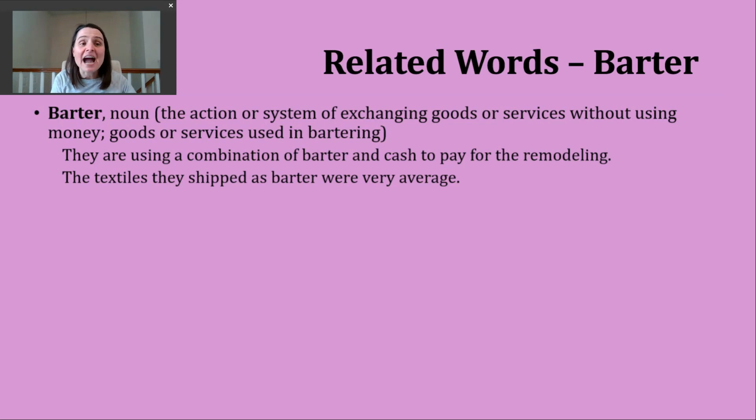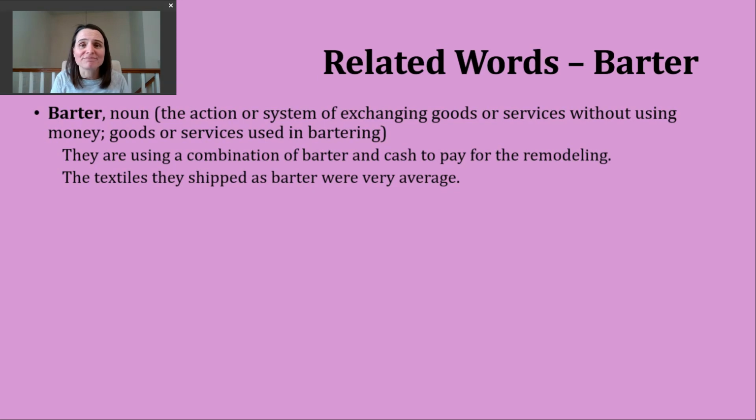A second way the noun barter gets used is to mean goods or services that are used in a bartering transaction. So, an example of this. The textiles they shipped as barter were very average. So, textile, think cloth. Okay, so we might be talking about some things here that were just so-so, but they were a part of some type of trade.